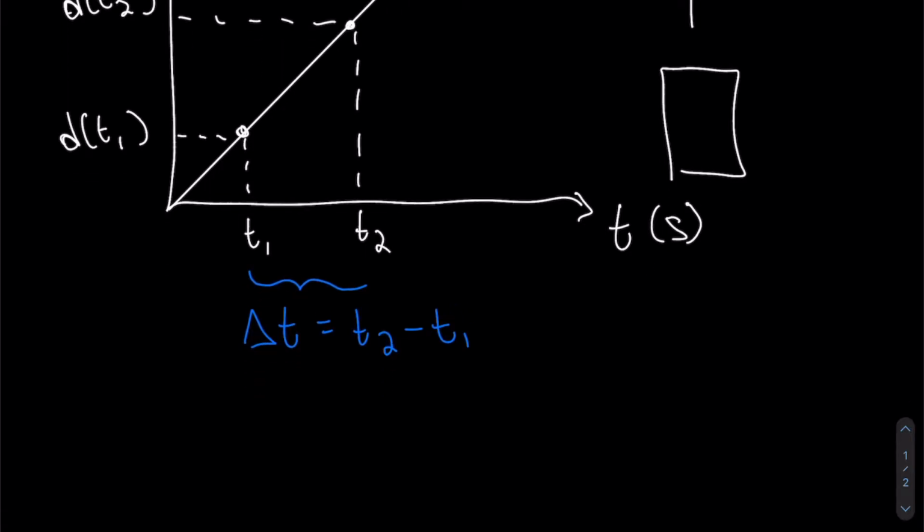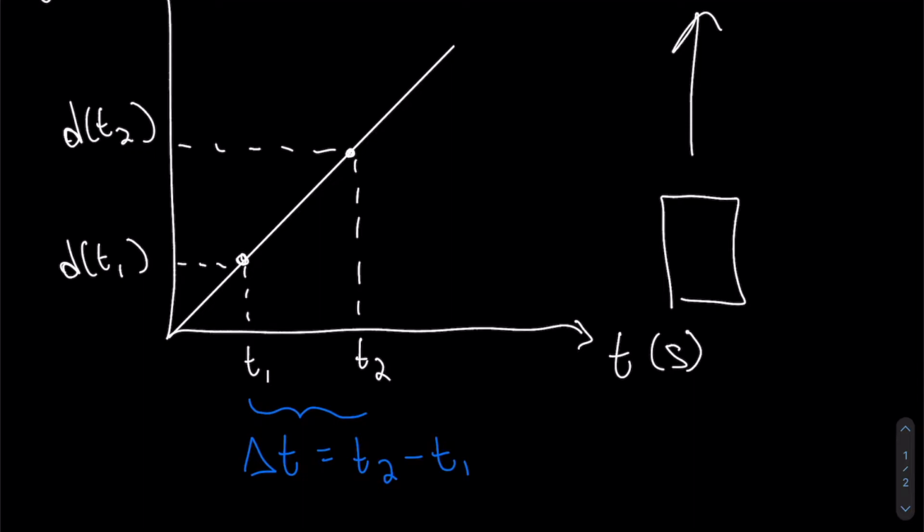Now this operator, which we denote by the Greek letter for capital D, delta, is the difference operator. It finds the difference between two numbers, t1 and t2, such that the change from going to t1 to t2 is denoted by this delta t. Similarly, this distance here between d at t1 and d at t2 would be delta d, which would equal d at t2 minus d at t1.